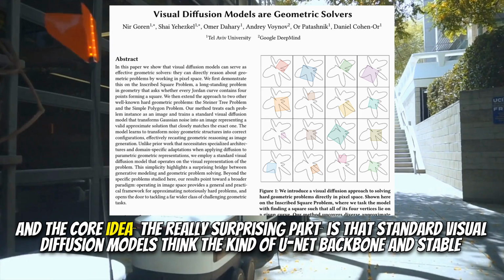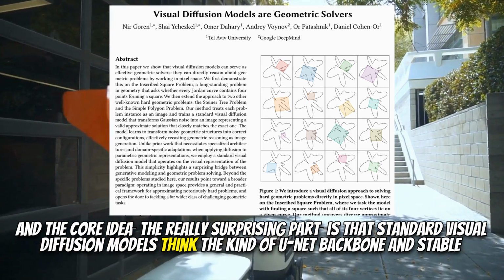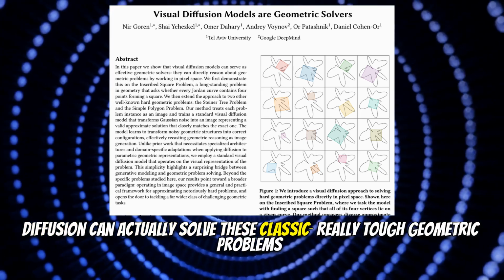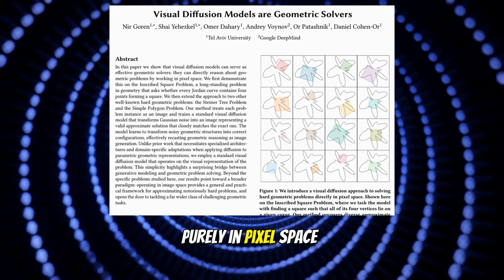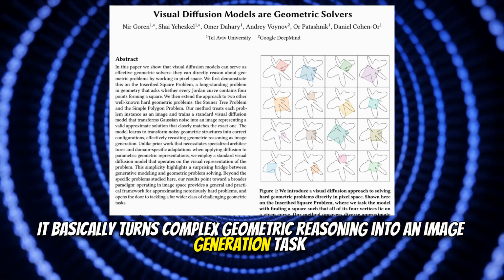And the core idea, the really surprising part, is that standard visual diffusion models, the kind of U-net backbone in stable diffusion, can actually solve these classic, really tough geometric problems. Purely in pixel space, right? That's the twist. Purely in pixel space. It basically turns complex geometric reasoning into an image generation task.